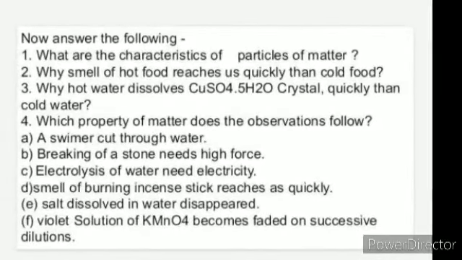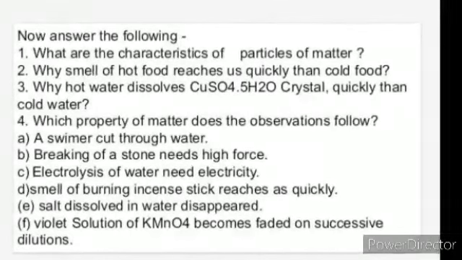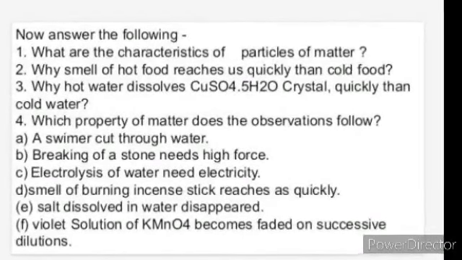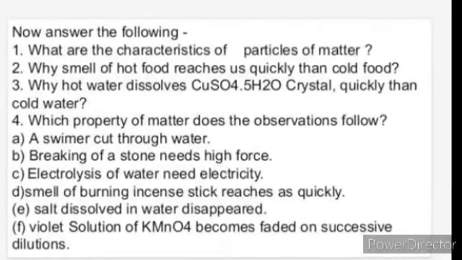Now, answer the following, which are very important for your examination and also for your knowledge. Go for this and try it yourself.